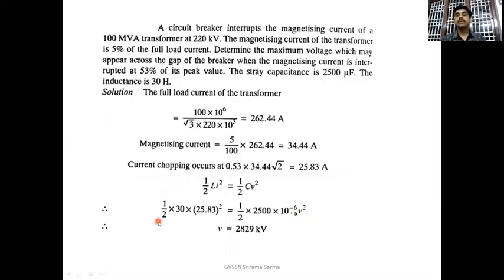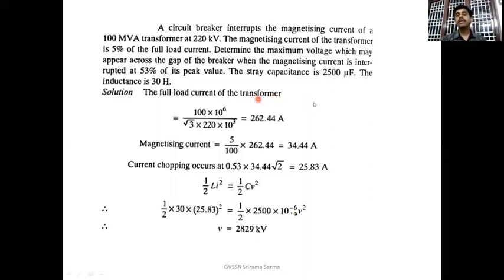A circuit breaker interrupts the magnetizing current of a 10 MVA transformer at 220 kV. The magnetizing current of the transformer is 5% of the full load current. Determine the maximum voltage which may appear across the gap of the breaker when the magnetizing current is interrupted at 53% of its peak value. The stray capacitance is 2500 microfarads. The inductance is 30 henries.